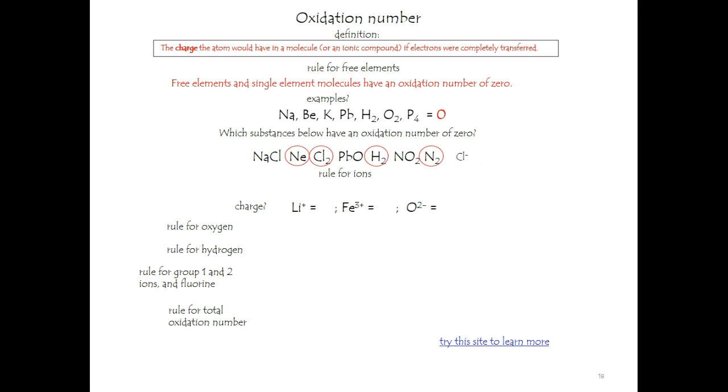For ions, in general, it's the charge of that ion, right? For monatomic. If it's polyatomic, we're going to break it down, right? The overall charge for, say, a phosphate would be -3, but we're going to break it down into the phosphorus and the oxygen to make sure everything works out. So lithium is +1, iron 3+ is +3, oxygen 2- is 2-, excuse me. So that's how you do that.